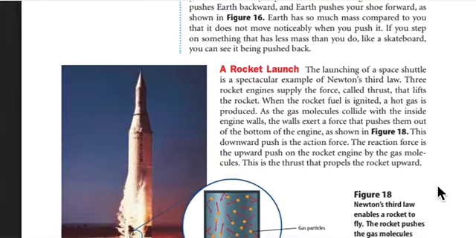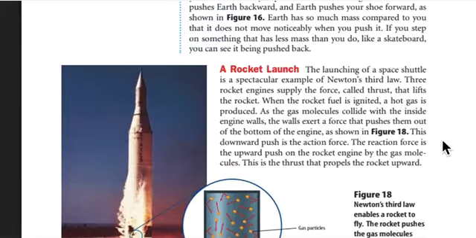A rocket launch. The launching of a space shuttle is a spectacular example of Newton's third law. Three rocket engines supply the force called thrust that lifts the rocket. When the rocket fuel is ignited, a hot gas is produced. The gas molecules collide with the inside of the engine walls. The walls exert a force that pushes them out of the bottom of the engine, as shown in figure 18.